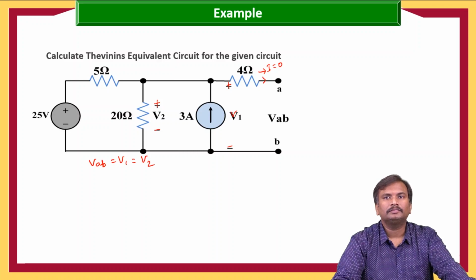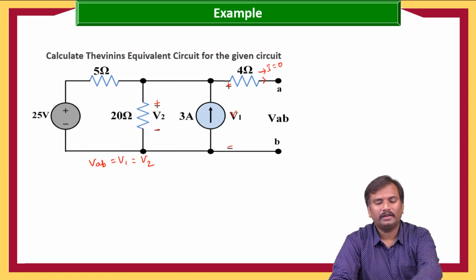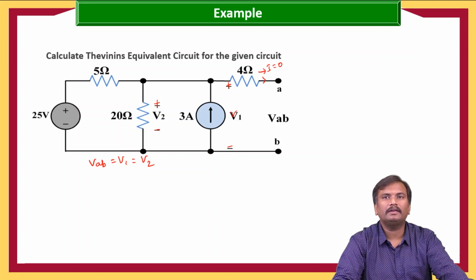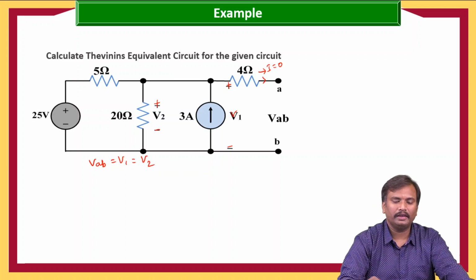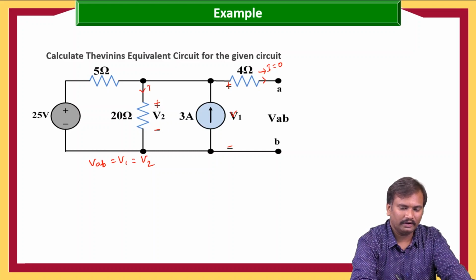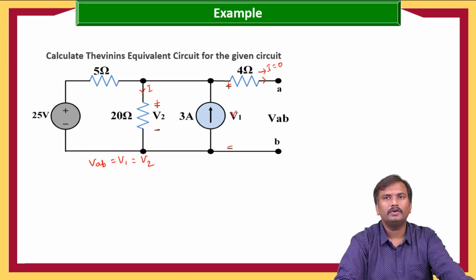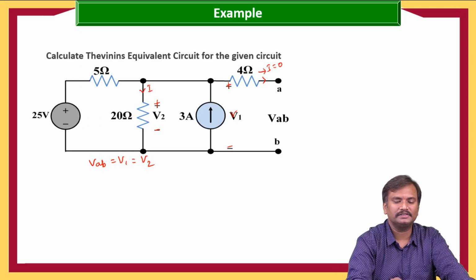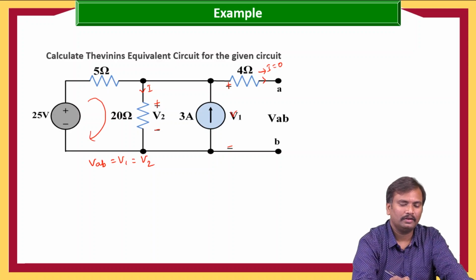So here we are getting VAB as V2. If we calculate V2, then that is nothing but the VAB value. In order to calculate V2, first we need to calculate the current flowing through the 20 ohm resistance. For that, let us write the KVL in the loop.